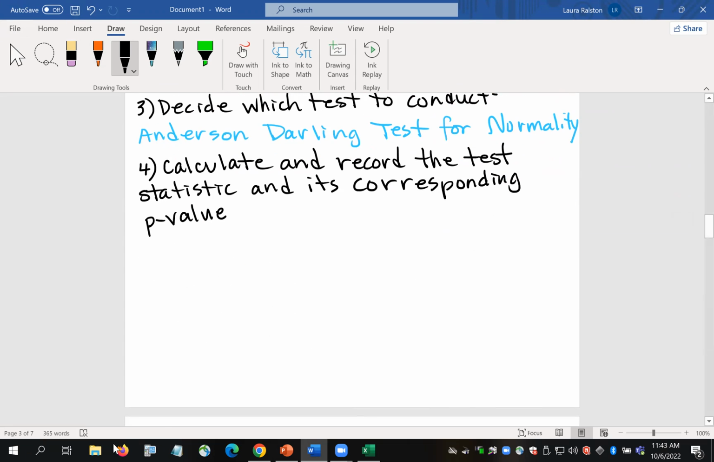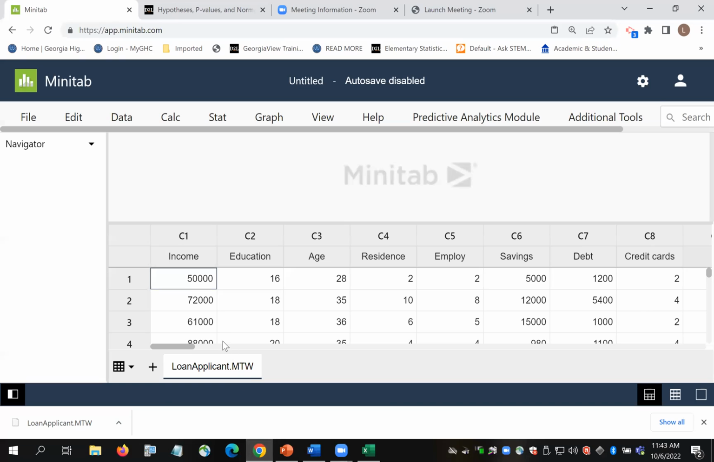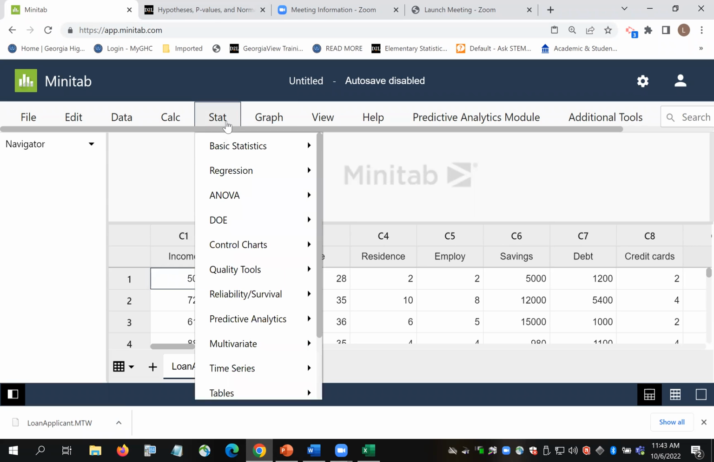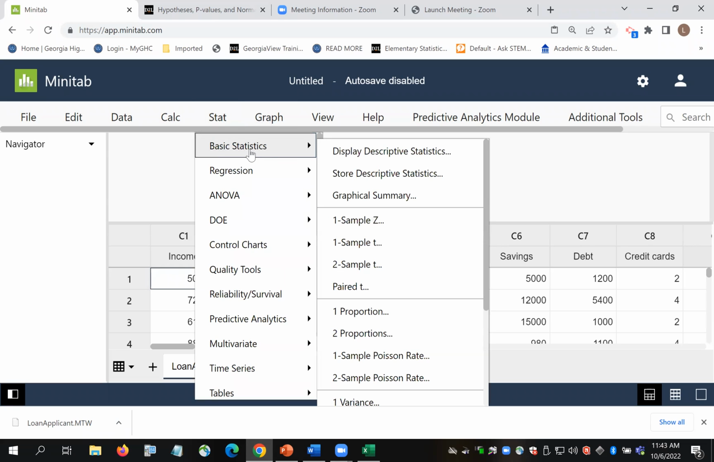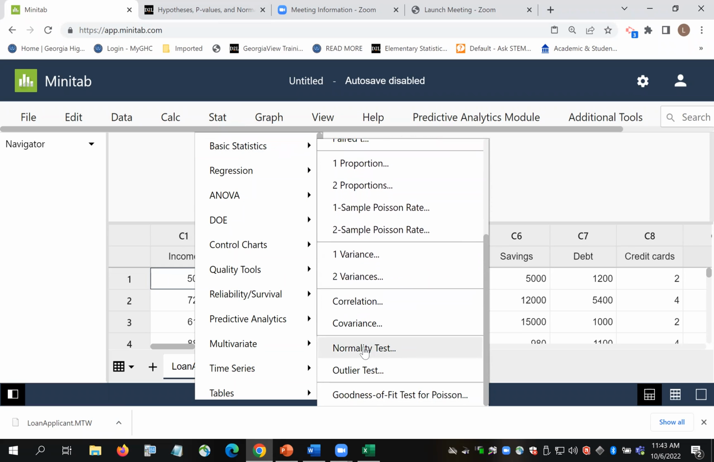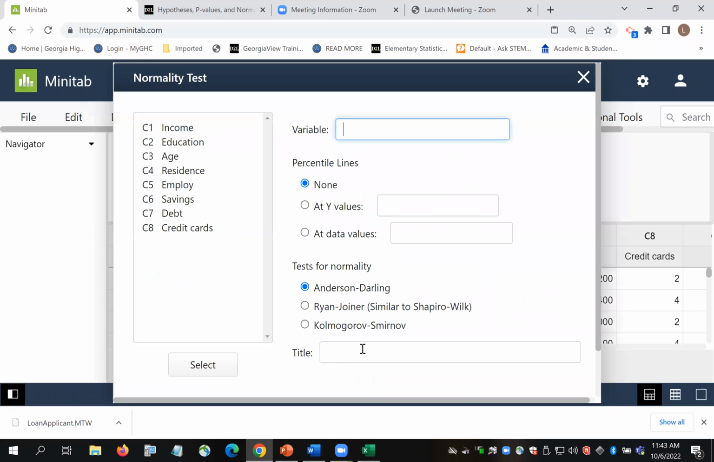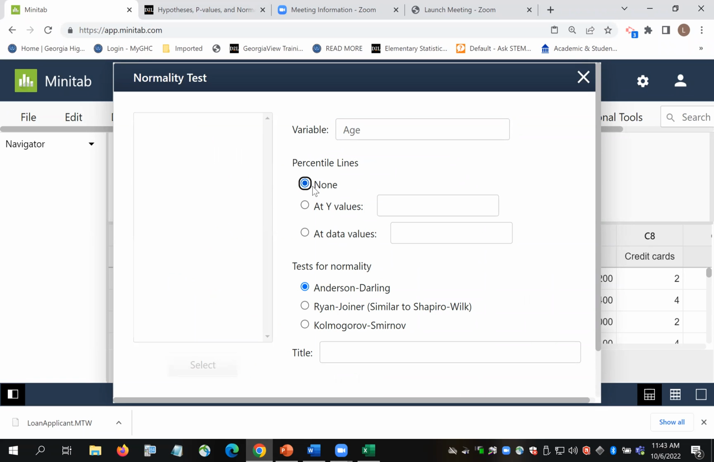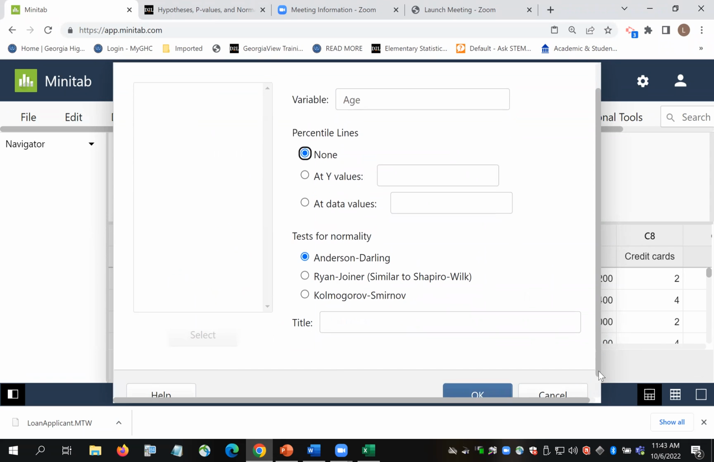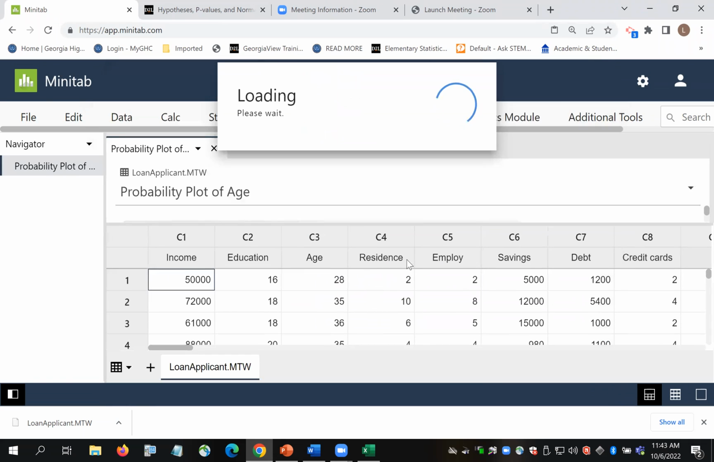Okay, so again, we go out to Minitab to do that. So I'm going out to Minitab. It is Stat, Basic Statistics, scroll down to Normality Test. Again, I'm interested in age, no percentile lines. We are doing Anderson-Darling. And we click OK.